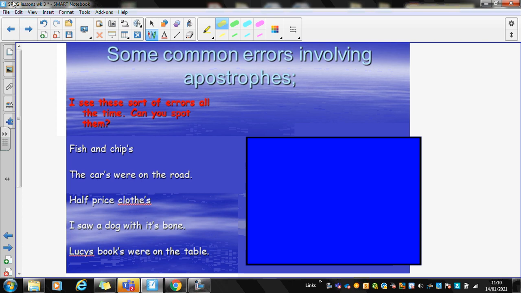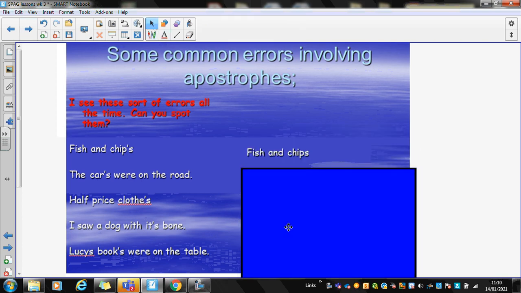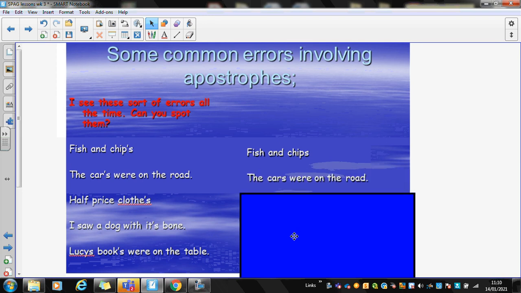Okay, let's have a look. Just move this down one at a time. Nothing belongs to the fish and chips. The fish and chips aren't in possession of anything. We don't need any apostrophes at all. Just take it out. Okay. The cars were on the road. There is nothing belonging to the cars in that sentence. There is no possession at all. Take the apostrophe away.